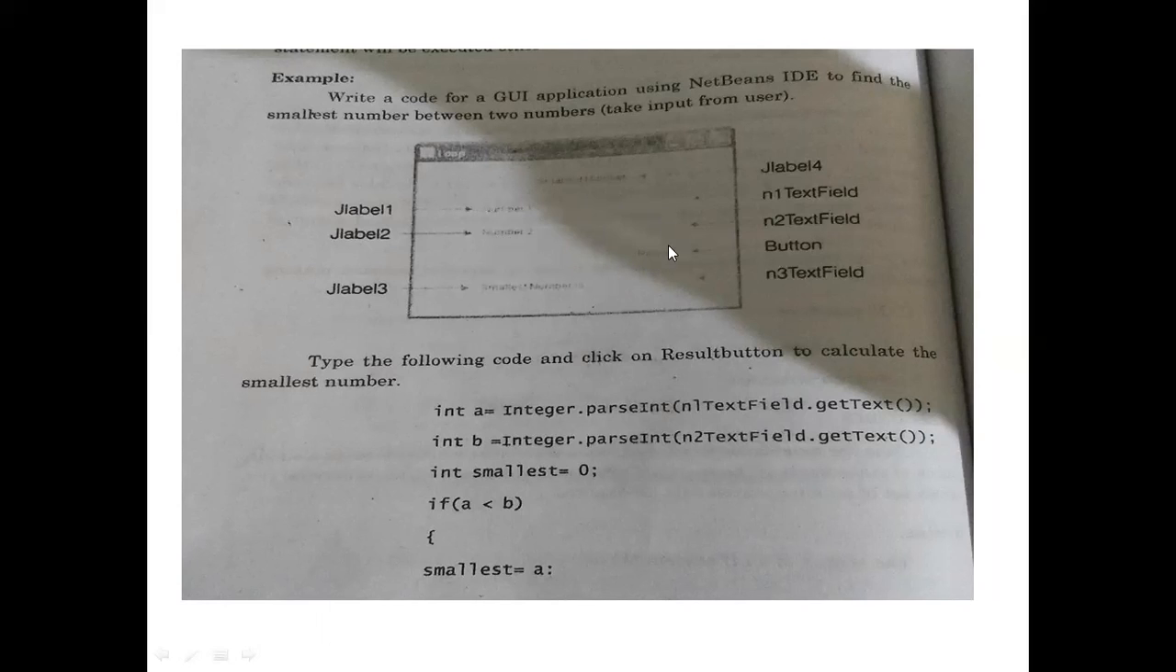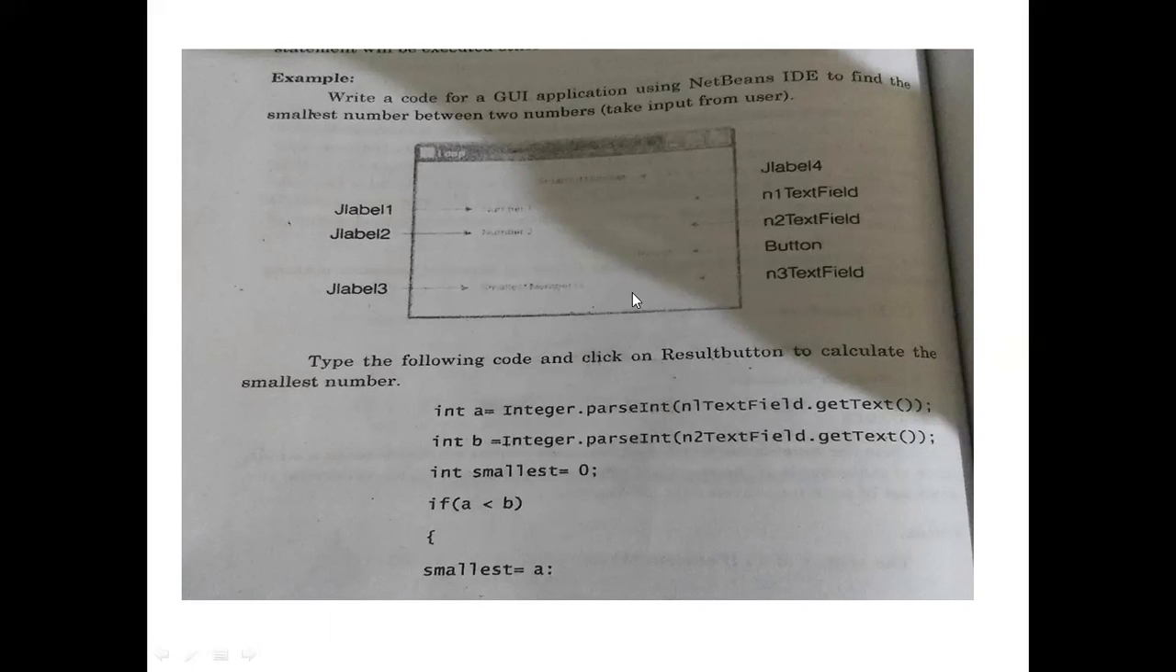Then you have to write some code for this button that will compare the two values we give in the text fields, calculate the smallest number, and display it in the third text field. So another text field is required and another label is required. So these are the codes we have to write in the button. Type the following code and click the result button. You can give this button the name result button.